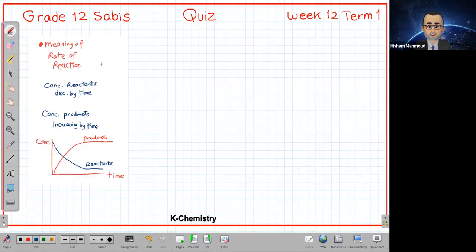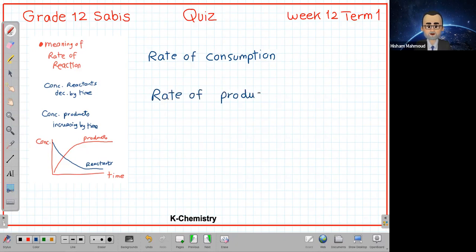This is actually the meaning of the rate of the reaction. It is the rate of consumption of the reactants, how fast the reactants are being consumed, or the rate of production of products, how fast the products are formed. As the reaction happens, as the time passes, the products increase and the reactants decrease. So the rate of the reaction will tell us if the consumption is fast or the production is fast.